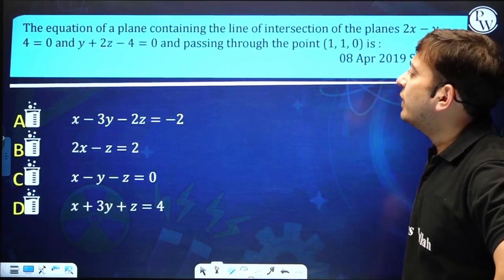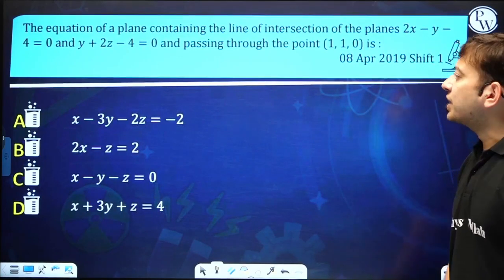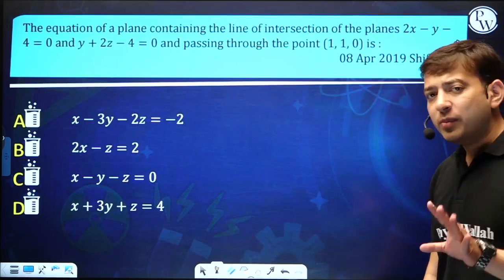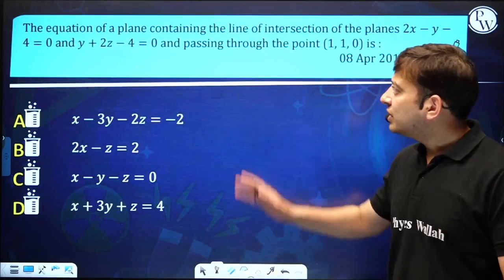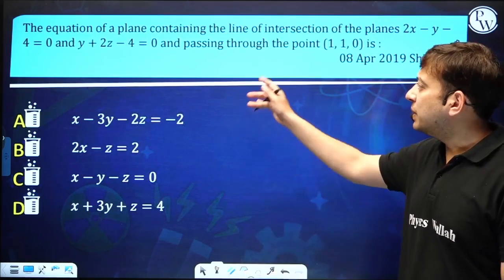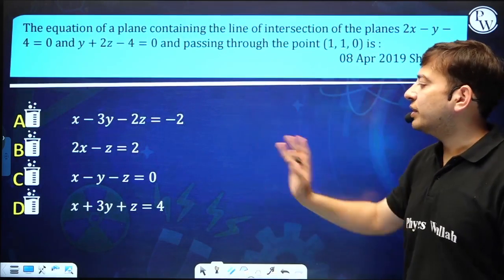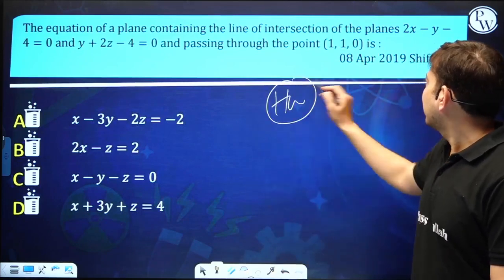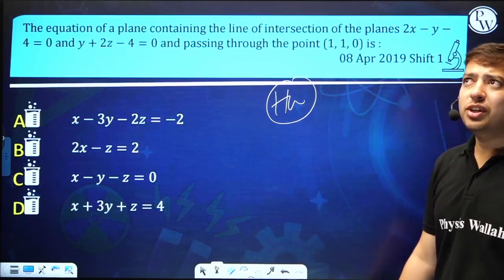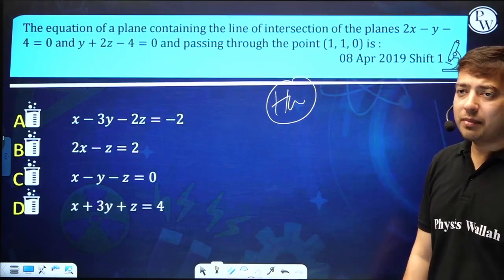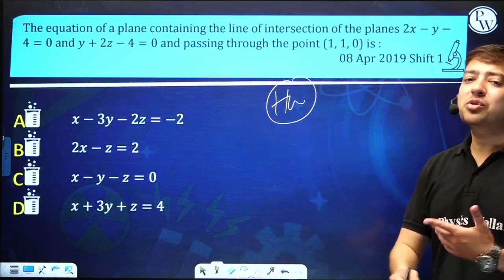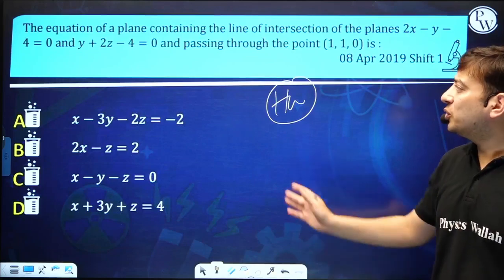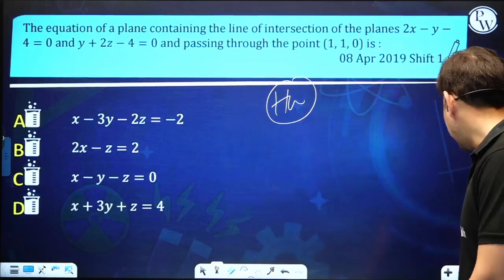The equation of a plane containing the line of intersection of the planes, this and this, and passing through the point. Same to same question, we have seen in question 21 also. P1 plus lambda P2, the point is given, so we will get the lambda value. This is question 19, and that question was in 21. Direct P1 plus lambda P2. So the pattern of the questions and the methodology will come the same. You don't have to worry. You will know the things, whatever you have done.